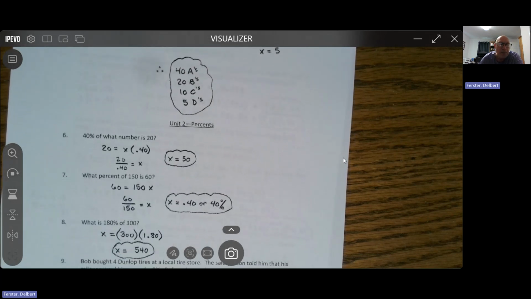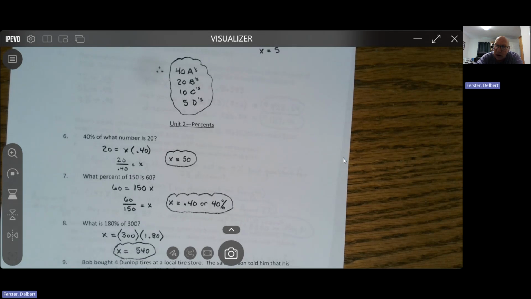Moving to problem 8. All right, what are we looking for here? It looks like in this particular problem, we're looking for the part. We have the percentage. Now be careful, it's 180%. So as a decimal, that's 1.80. The base is 300. And we're going to solve for X by simply taking 300 times 1.80. Again, calculator manipulations, and you're going to get 540, and that would be the part if you actually were to take 180% of a base of 300. 540 would be your answer.